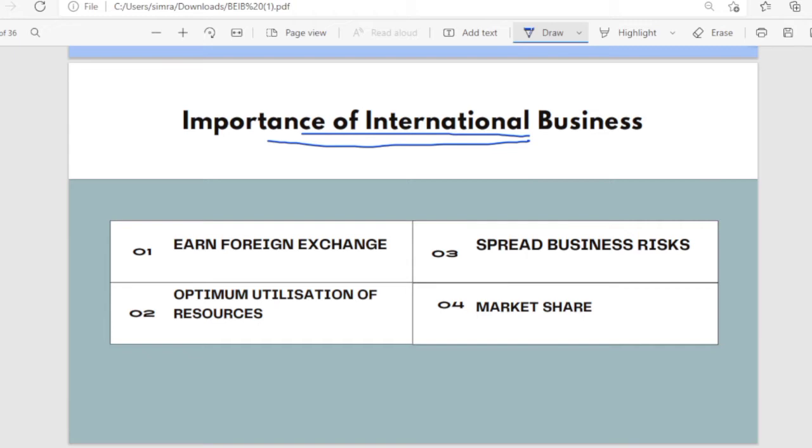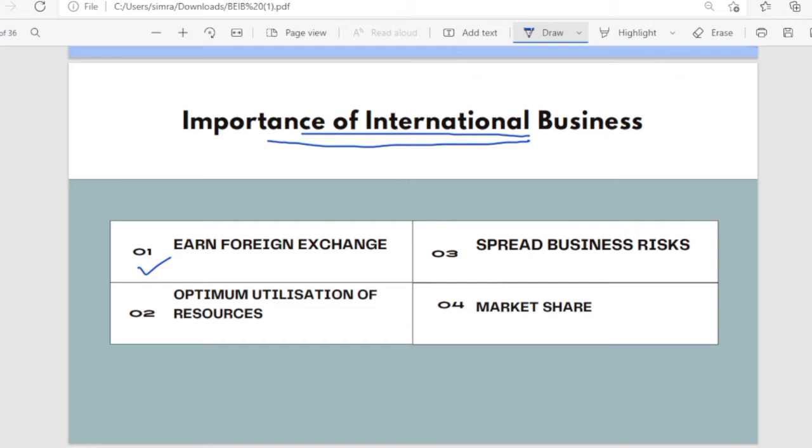So first point is earn foreign exchange. Simple point. When you're transacting with UK, with US, or with any XYZ country, that means there is going to be a foreign exchange. Now what is foreign exchange? What are the transactions? What are the penalties? I hope you all have learned it. We had done it in the FEMA class, right?